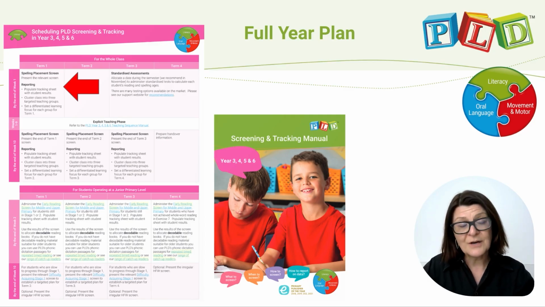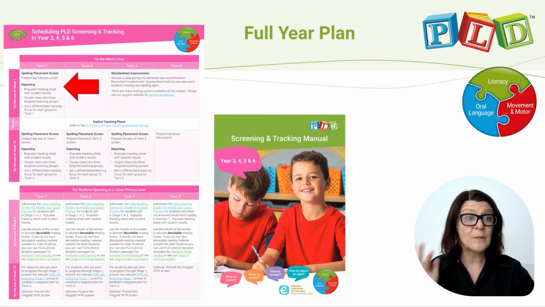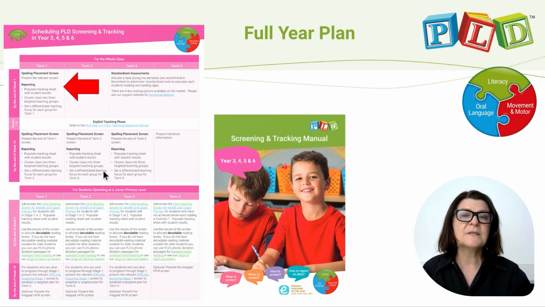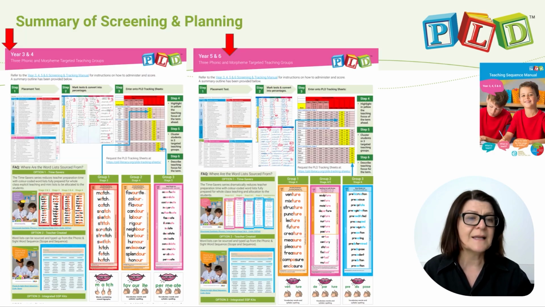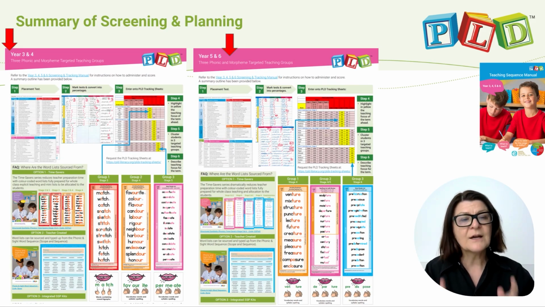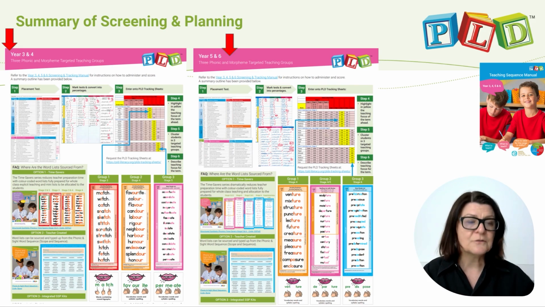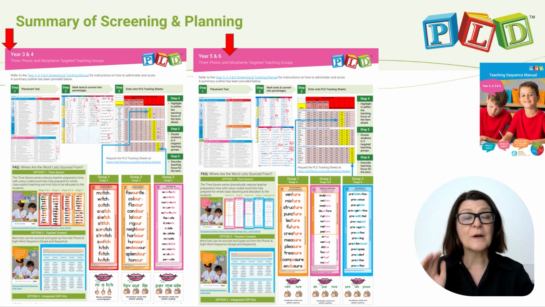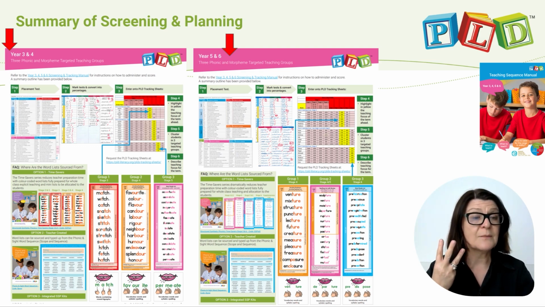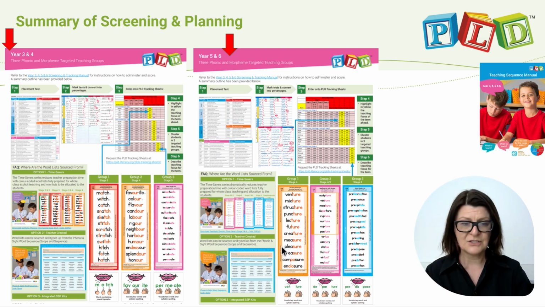In your screening and tracking manual, there is a full year plan for screening your age-appropriate students and also your delayed students. Really nice overview pages that you'll find in the teaching sequence manual. Step 1 is to present your placement test, mark that placement test, and then place the data or the results onto a tracking sheet. Within this video, we're going to look at the process so that you establish 3 targeted teaching groups.